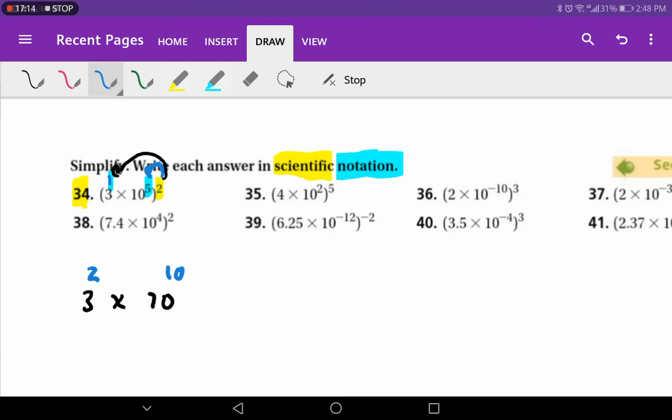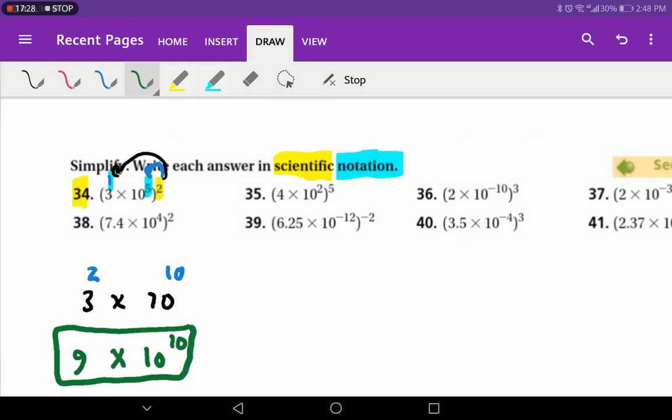Now 3 with power 2 is 9, yes? So 9 multiply 10 with power 10, we are done. So what is the difference? I will show you in the next. You see the number here? This number here must be between 1 and 10. Okay, this is the rule. I will show you something.